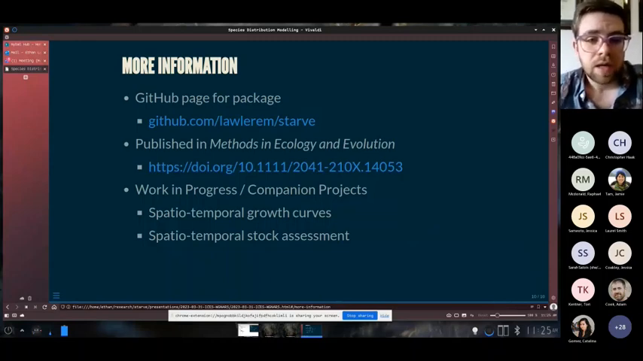So for more information, there's my GitHub page, Lawler EM/STARV. The paper is published in Methods in Ecology and Evolution that came out earlier this year. And then I just wanted to mention some work in progress or companion projects. So I'm working on spatiotemporal growth curves, and there's going to be another package for that that's going to work very similarly to the STAR package. And then I'm also working on spatiotemporal stock assessment models. And both of these will be habitat informed. So habitat is going to be a huge part of all of these.